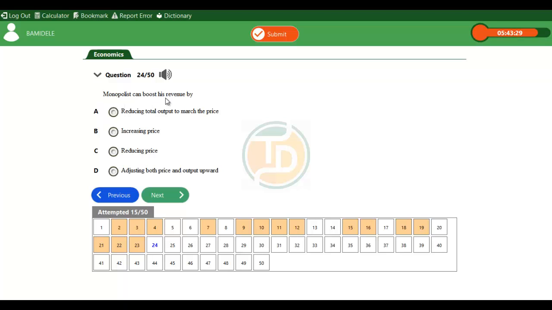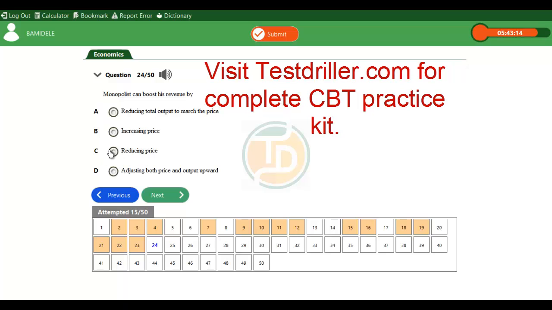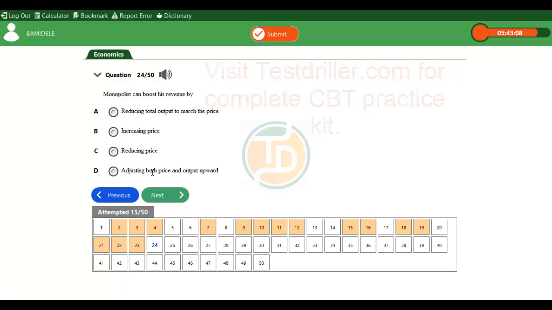Question 24, UTME 2014. A monopolist can boost its revenue by: option A, reducing total output to match the price; option B, increasing price; option C, reducing price; option D, adjusting both price and output upward.